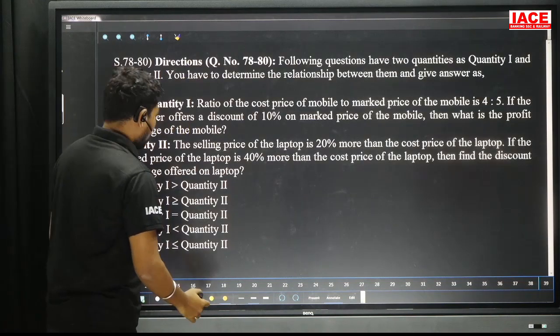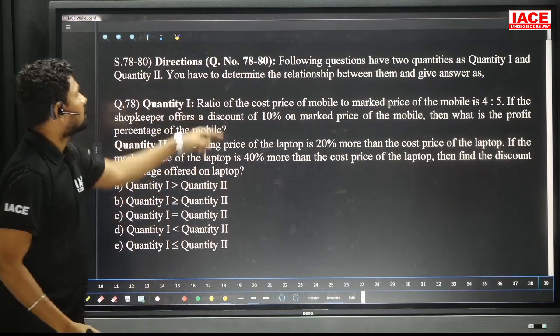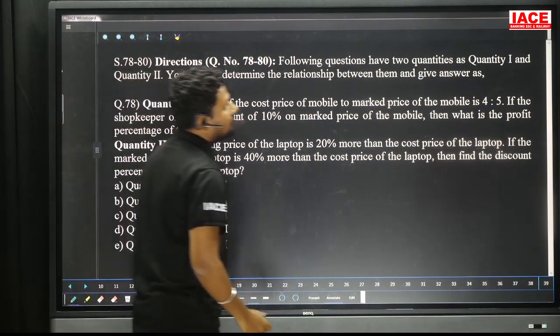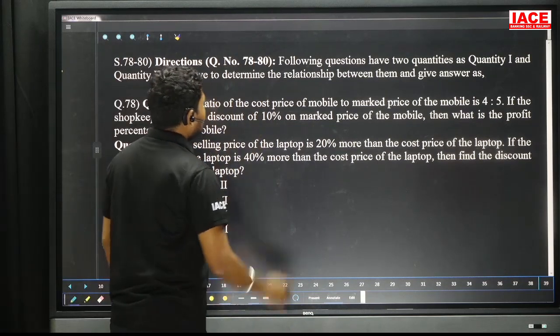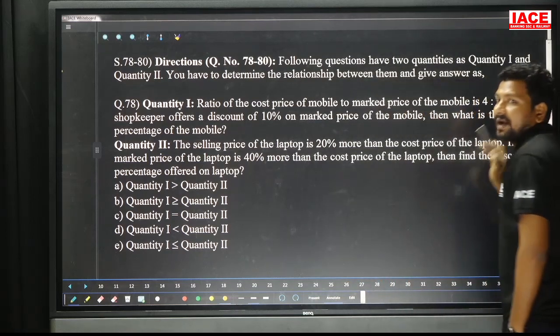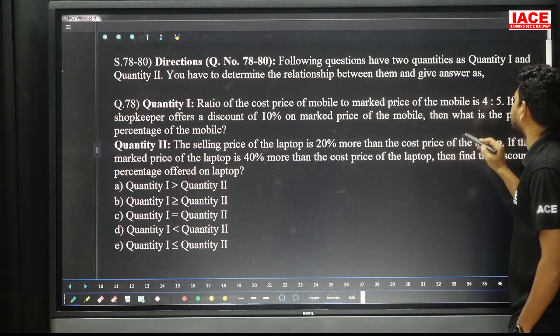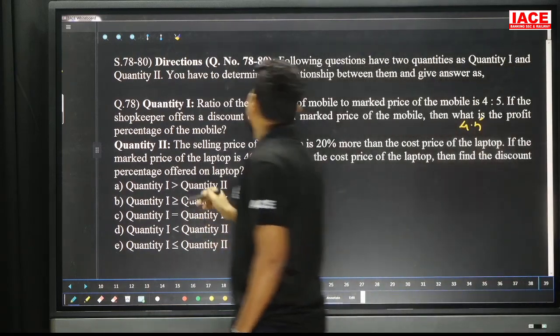Next, we have quantity based questions, comparison wise. So quantity 1 and quantity 2. The ratio of the cost price of a mobile to its market price is 4:5, and the shopkeeper offers a discount of 10%. So here the market price is 5. In this 5, a 10% discount means 0.5. 0.5 is removed, now the selling price becomes 4.5. 4.5 and 4. Then what is the profit percentage?